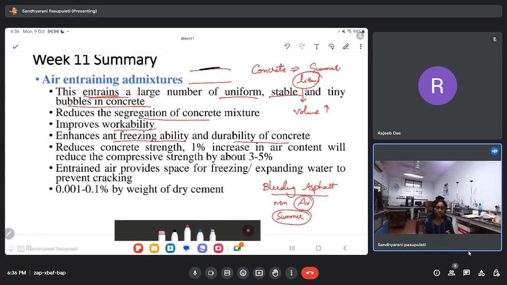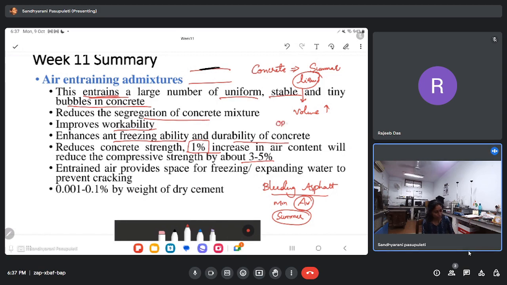So how much is the strength lesser? Let us say if I want to introduce air entraining admixtures into the concrete, then introducing 1% of air content will reduce the compressive strength by around 3 to 5%. So we have to design the concrete mixtures in such a way that they always meet the requirement.